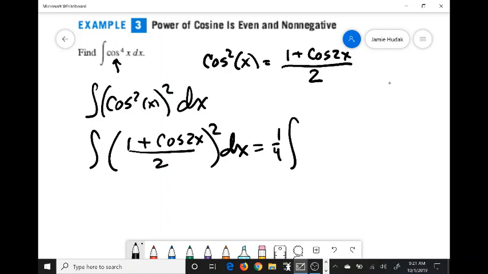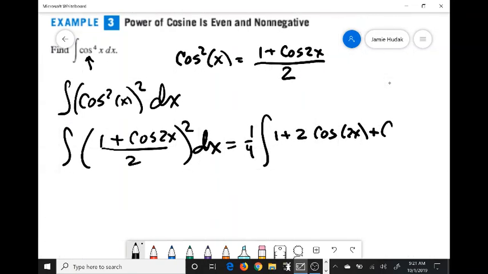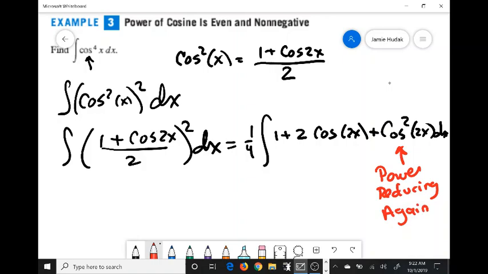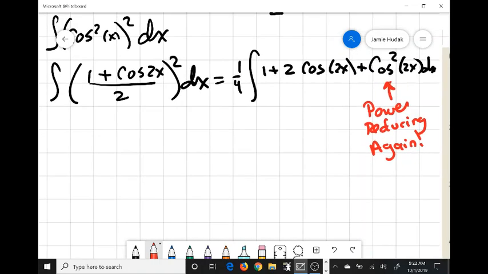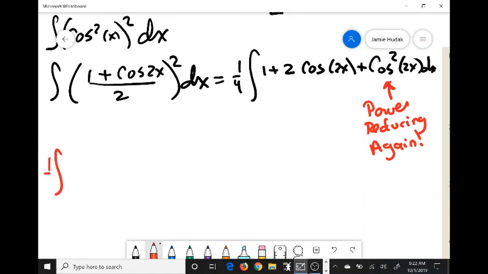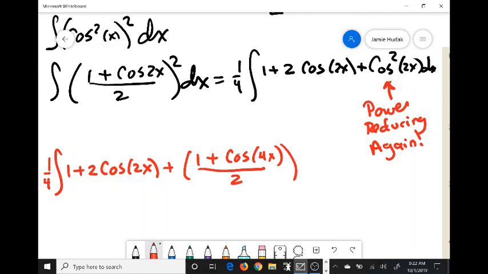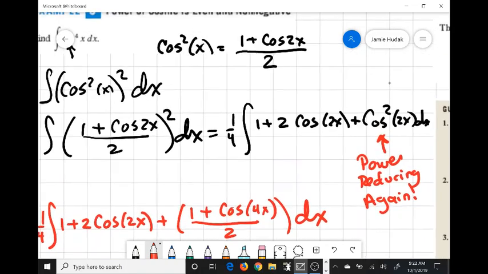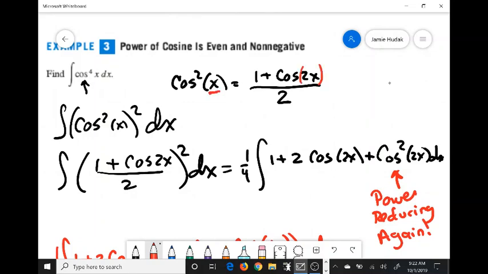So 1 plus cosine of 2x squared is 1 plus 2 cosine of 2x plus cosine squared of 2x dx. And we say, okay, all of this is good, except now I have another cosine squared. I need to use power reducing again. So we'll write this integral again. We have our 1/4, 1 plus 2 times cosine of 2x plus, now cosine squared of 2x will give us 1 plus cosine of 4x all over 2 dx. So something to note here is when cosine had 1x, we doubled the angle to 2x. Now that cosine has 2x, we double the angle to 4x.